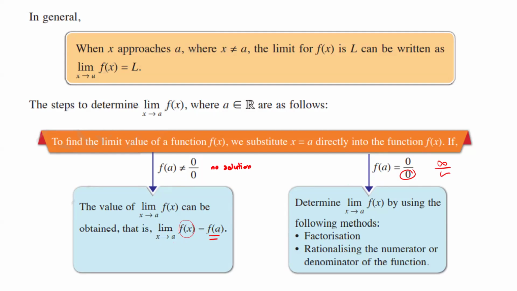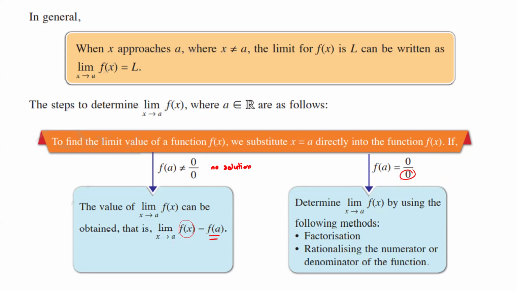You may have infinity over infinity. Now, infinity over infinity is not necessarily infinity. It could be 0 also. But you're not learning this, so let's forget about this.